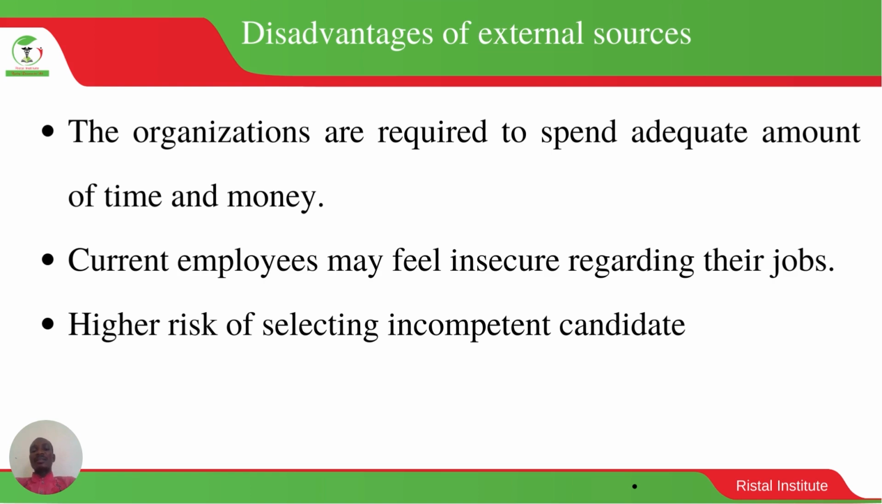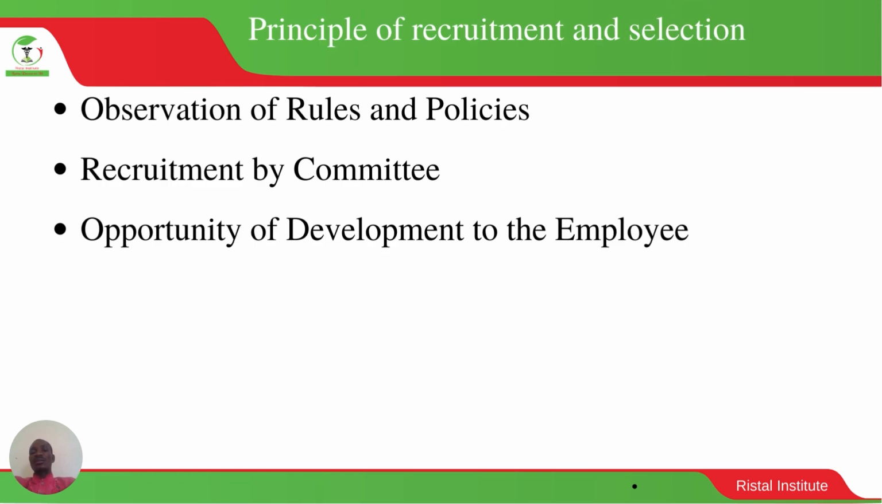The last one now is the high risk of selecting an incompetent candidate. Remember the errors we looked at, the omission error and the selection error. So there is that risk of taking someone who is not actually competent but has impressed during the interview. So when it comes to the actual job, the person is not performing to the expectation. So these are some of the problems or disadvantages of external sources of recruitment.